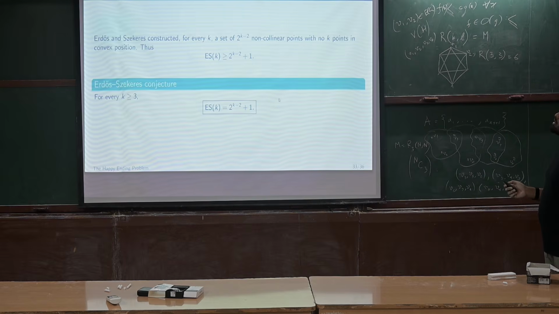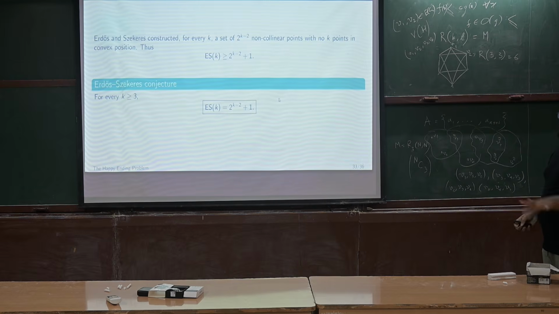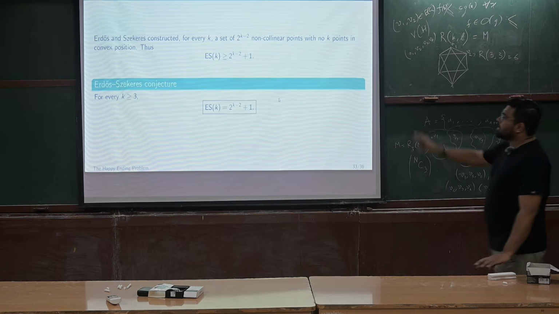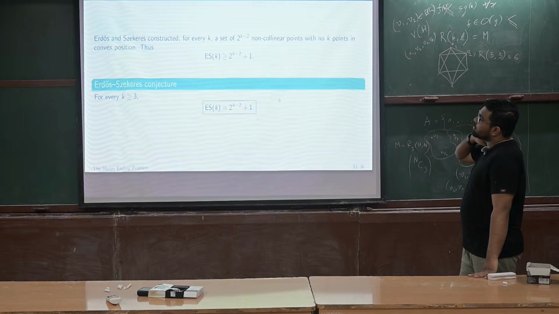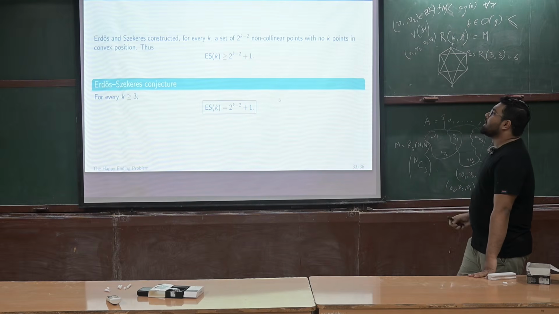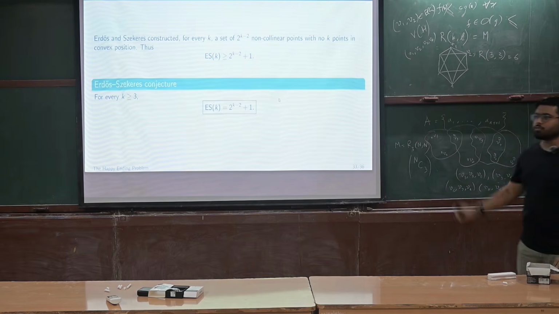Erdős and Szekeres constructed, for every k, a set of 2 to the power k minus 2 non-collinear points with no k points in convex position. So this is a standard thing that holds, that the Erdős-Szekeres number is greater than or equal to 2 to the power k minus 2, plus 1. So this is already tight.